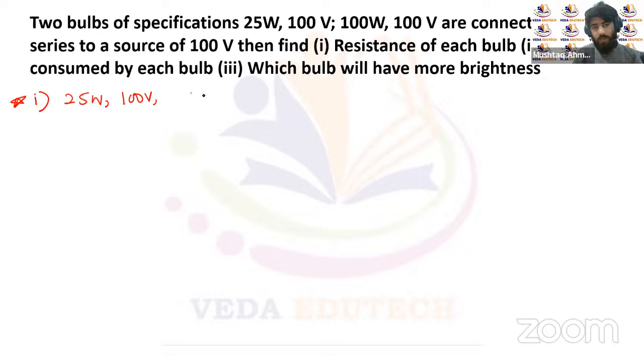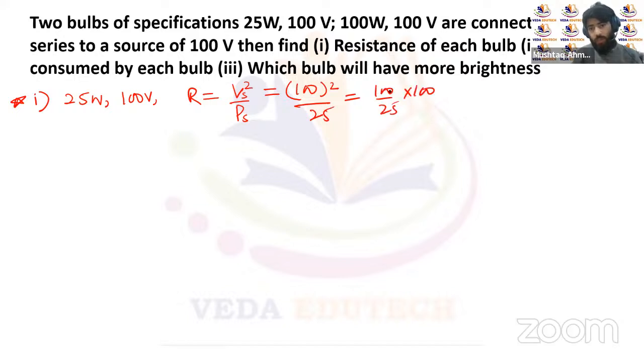Then the resistance will be equal to the specified voltage square upon the specified power. We know that power is V square upon R. So the resistance will be 100 square upon 25. We can write it as 100 upon 25 multiplied by 100, so it will be 4 multiplied by 100. It's 400 ohm.